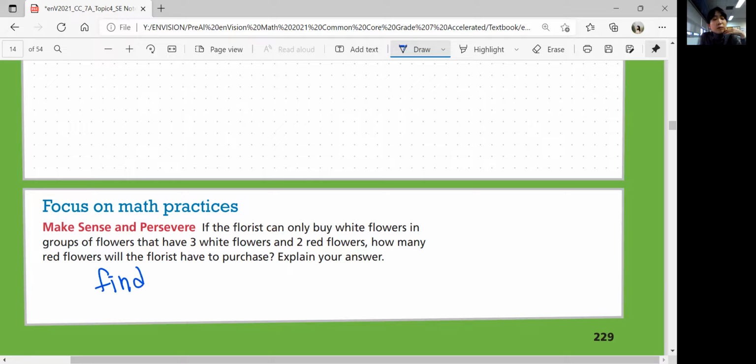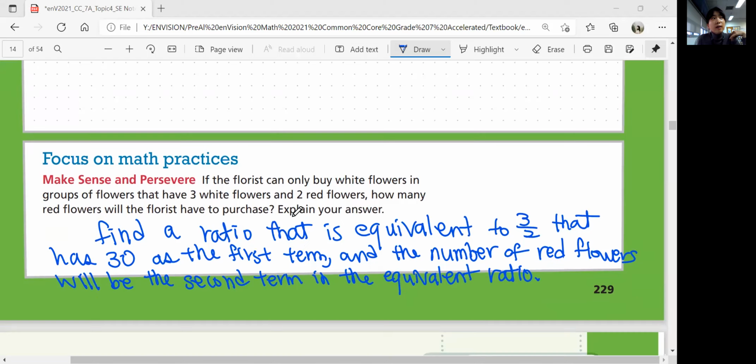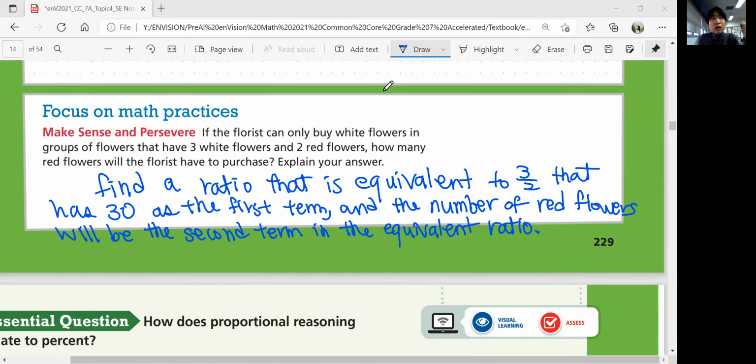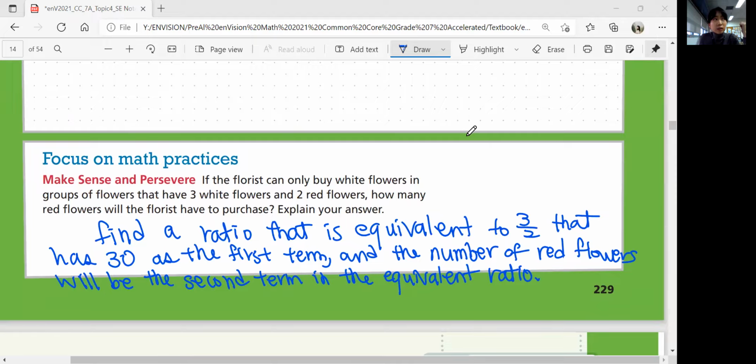So explain. Why 30? Because initially we wanted 30 arrangements, right? So it goes with the previous question. In order to solve this, 3 over 2 is equivalent to 30 over how many red flowers, right? 2 red flowers for each 3 white flowers.